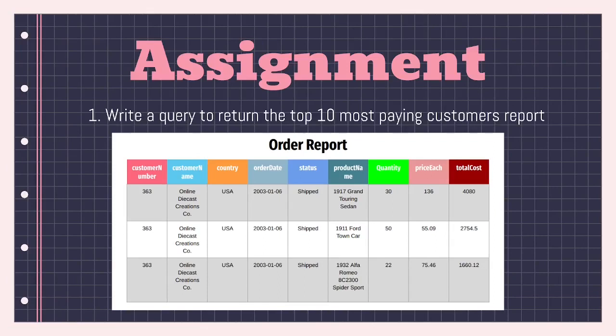So our assignment is simply to write a query to return the top 10 most paying customers. You can see the different customer reports that we have. Just write a query to return which customers paid the most, the top 10 of them. So you just use a limit to restrict them to the top 10. Again, the solution to this assignment is going to be in the description of the video. Make sure that you practice and you are comfortable with how join works in SQL.